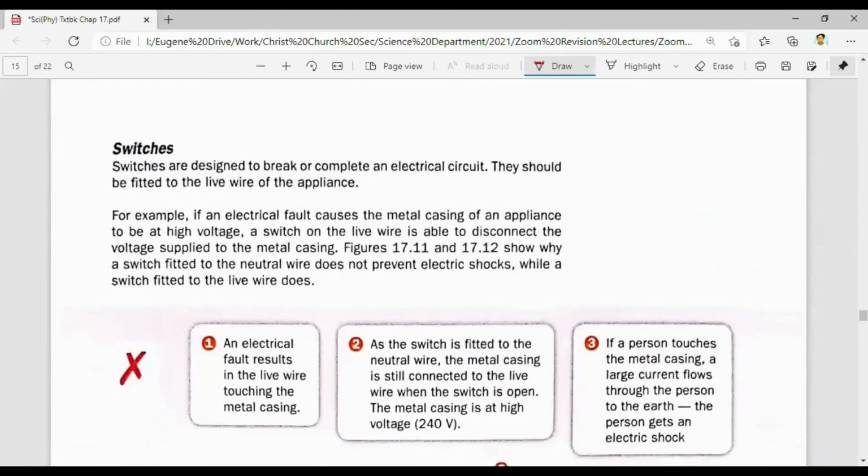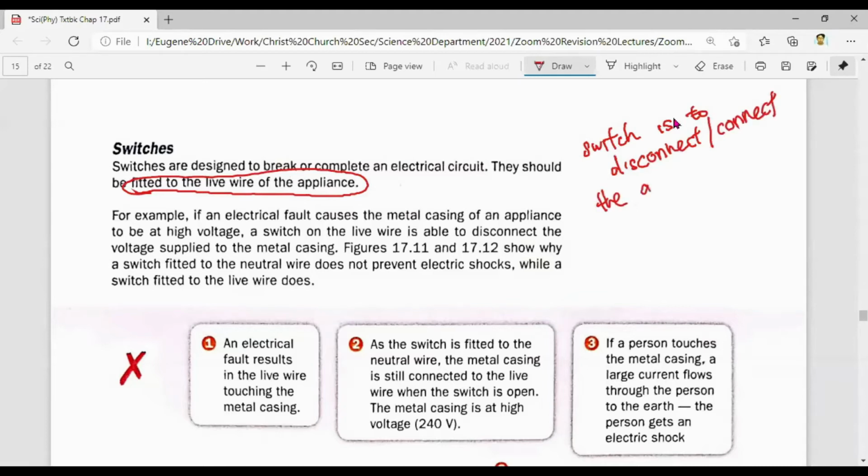So that's for this. Okay, next one, switch. Switches are designed to break or complete the electrical circuit. So we close the circuit or we open the circuit. Now do take note, switch should always be fitted to the live wire of the appliance. Why to the live wire? Because the idea of your switch is to disconnect or connect the appliance to the high voltage terminal.